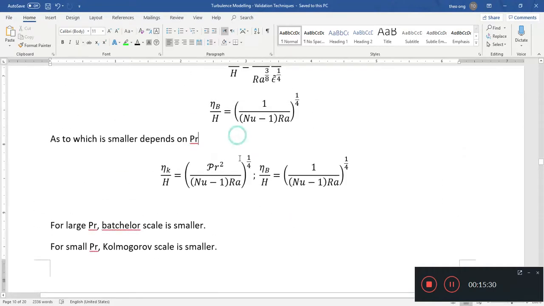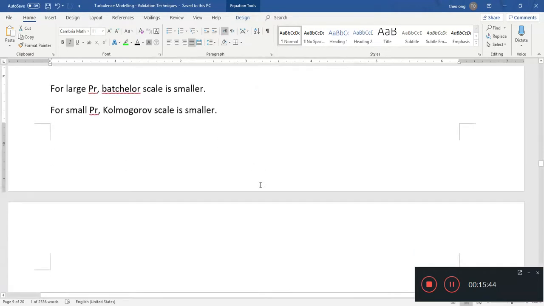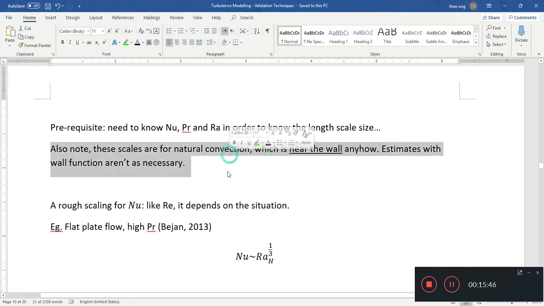Now, just like for Kolmogorov scales, we found that the Kolmogorov scale and the near wall scales may not necessarily be the same. So how can we reconcile this? Actually, we know that these scales are for natural convection, right?